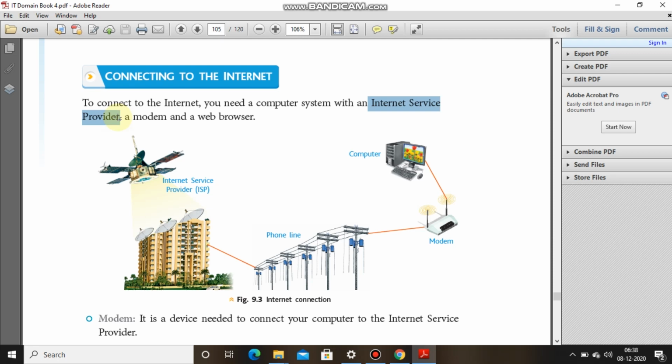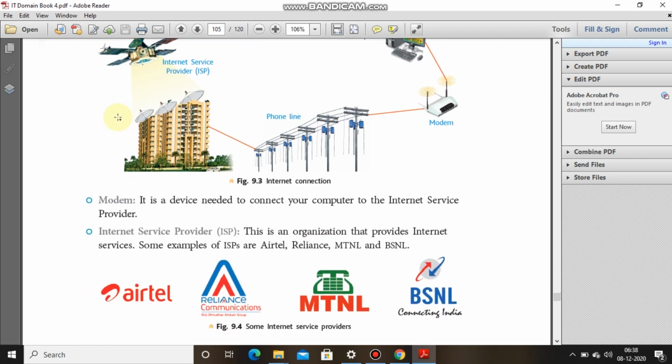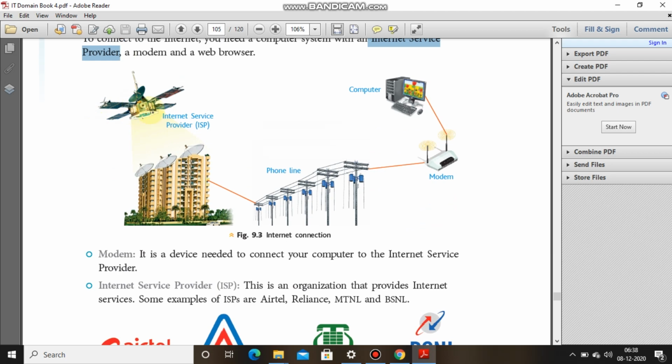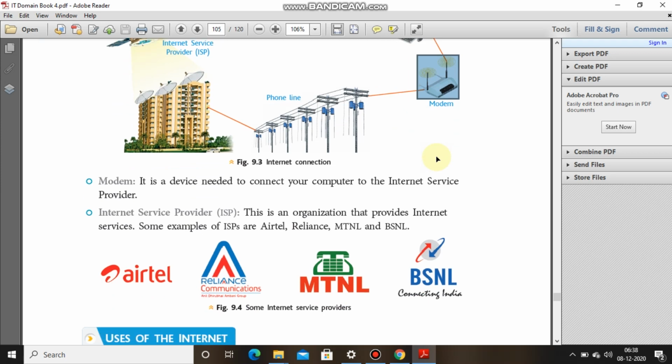So, how does it work? Let's see. The internet service provider, that is the companies, have a channel or a wired internet connection by using your phone lines. The connection reaches your home with the help of a modem, which further provides facility to your computer system or the laptops or the internet enabled devices.